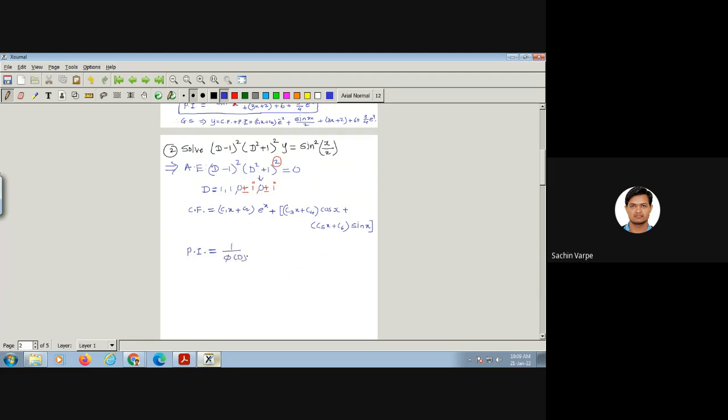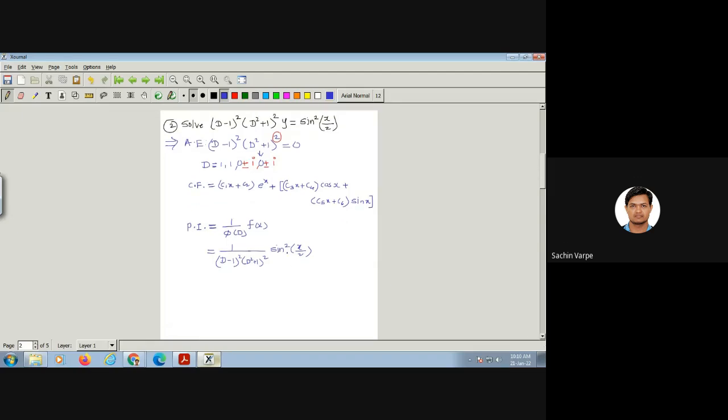1/phi of D पी आई का फॉर्मूला क्या है? 1/phi of D f of x. So the phi of D here is given to be (D-1)^2 (D^2+1)^2, and that is operated on sin^2(x/2). So do we have the case for sin^2 x? We don't have, right? We have a case for linear sine and linear cos. So what we do, we can reduce this sine square into linear powers.